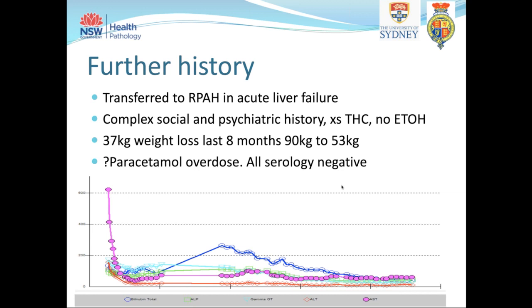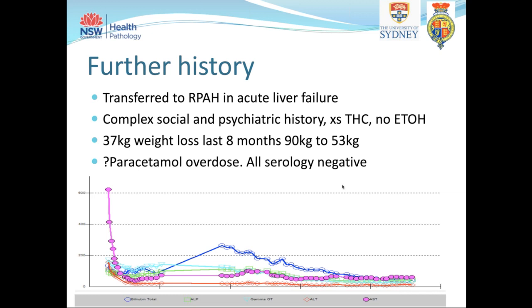So the more detailed history was that she'd been transferred to Prince Alfred in acute liver failure. She had a complex social and psychiatric history with a history of excess cannabis use, but no history of alcohol intake. She had, interestingly, 37 kilograms of weight loss in the last 8 months. I've realised I perhaps should have converted that to pounds. I think it's roughly double, so maybe 80 or 90 pounds of weight loss in the last 8 months, from 90 down to 53 kilograms.